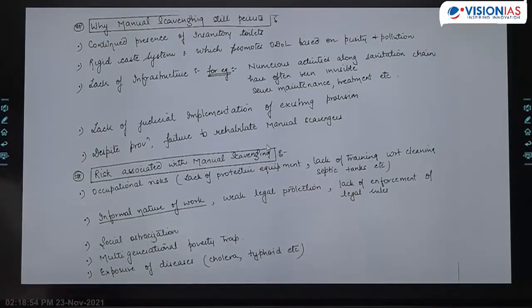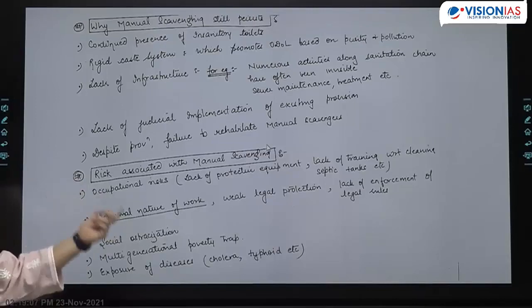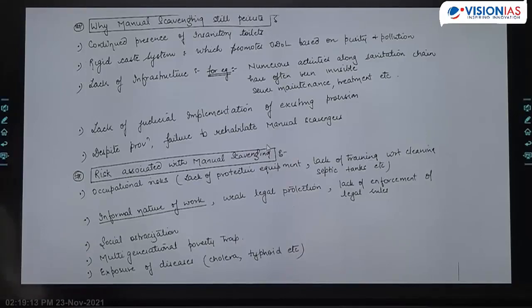Is that clear? So until and unless attitudinal change is brought about, it would cause failure to rehabilitate the manual scavengers. Then what are the risks which are associated with manual scavenging? Obviously, there is occupational risk. There are a lot of people who have died while cleaning the sewer and septic tanks because there was lack of training, there was lack of protective gear. Then it's an informal nature of work. Obviously, you do not have any kind of legal protection. Then there is multi-generational poverty trap. You have been ostracized by the society. There is large probability of contracting various diseases.